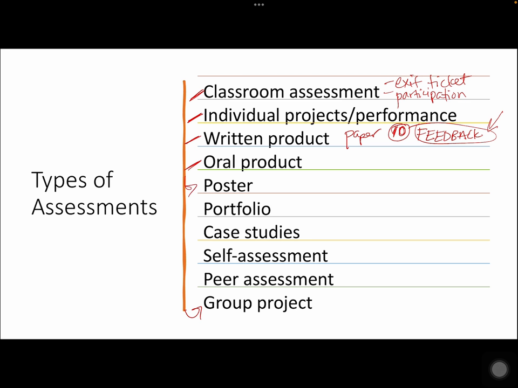Some students, of course, don't love the oral presentations. It makes them really nervous to speak in front of students. So you do have to consider that this might make some students uncomfortable.